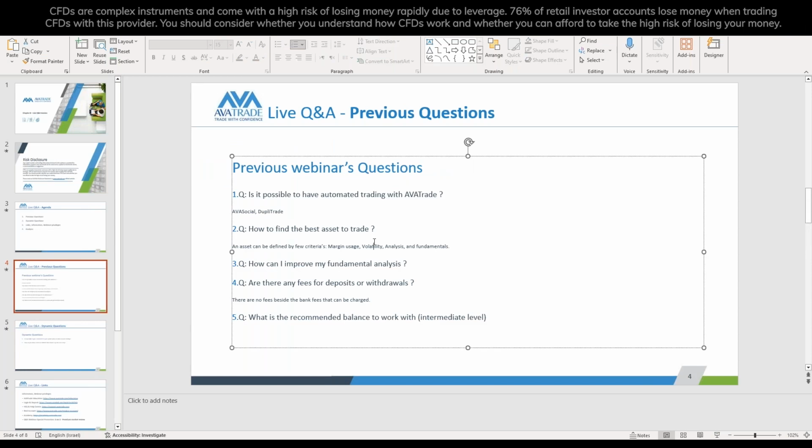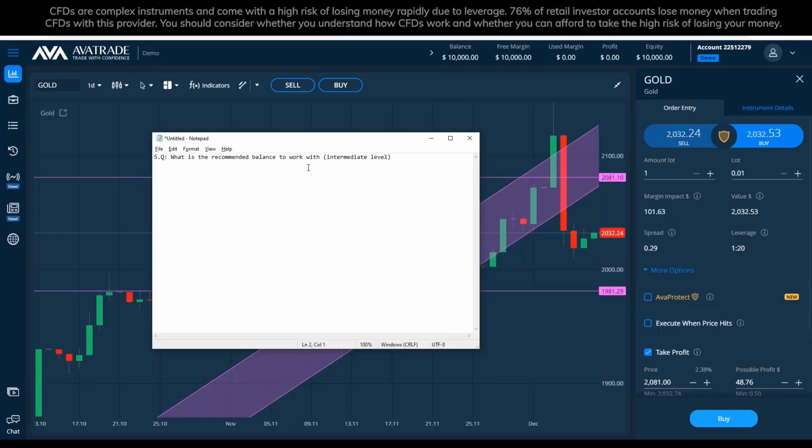Okay. So all the assets are the best. Can I improve my fundamental analysis? This might take us a couple of minutes. What is the recommended balance? Okay, this is also an interesting one. So guys, why don't you help me out and give me a piece of advice here? What is the recommended balance to work with intermediate level?